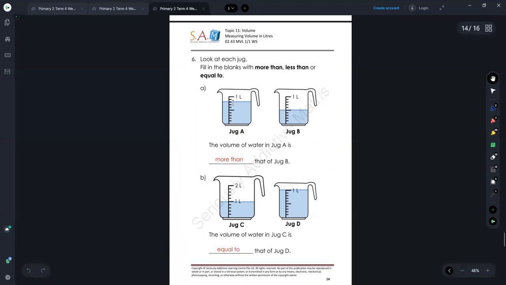So the volume of jug A, where is it? You go by notches. You can see that jug A and jug B are the same size, so you can measure by level. Jug A has a higher level.